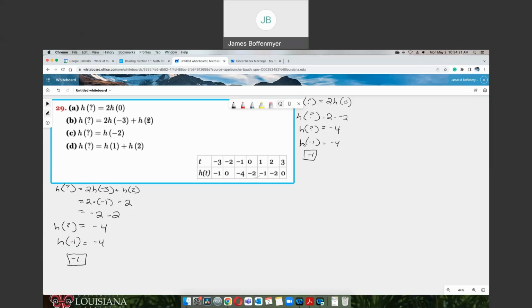You do have to work at these. They are tricky. You have to work at them slowly, be very careful, and be very patient with them. Trust me. So now let's look at part C. h of what equals h of -2. Where your t value is -2, what is your h value? Well, when your t is -2, your h value is 0.